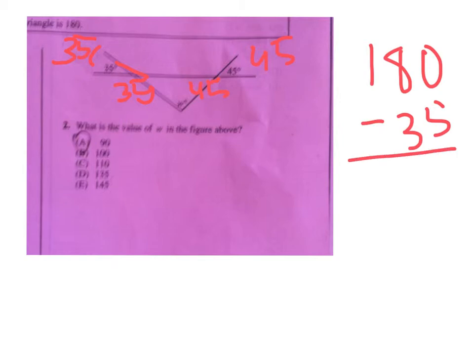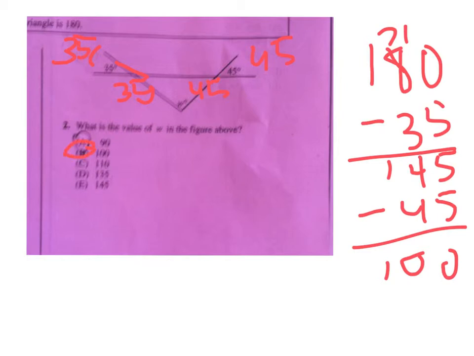First one says, what is the value of W in the figure above? This one's fairly straightforward. I think this is 35 here, and this should be 45. Remember, vertical angles are always the same, so if this side was 35, this side has to be 35 also. If the other side on the right is 45, that means inside is 45. The whole triangle is 180. Subtract 35, 45, you get 145 left. Subtract another 45 from that, then you get 100.